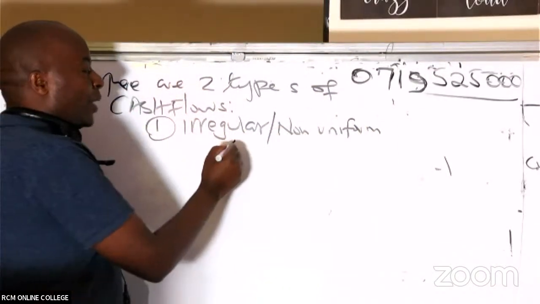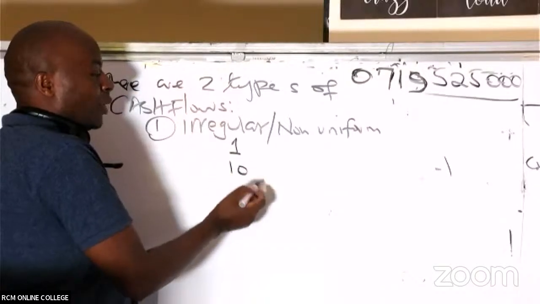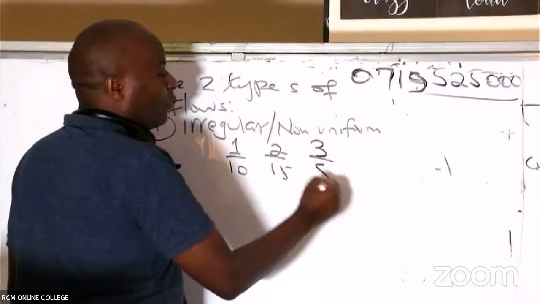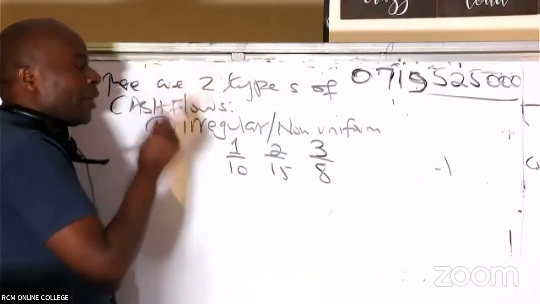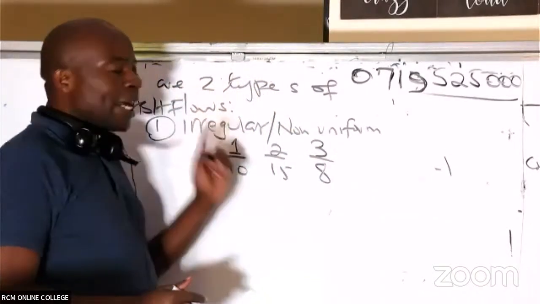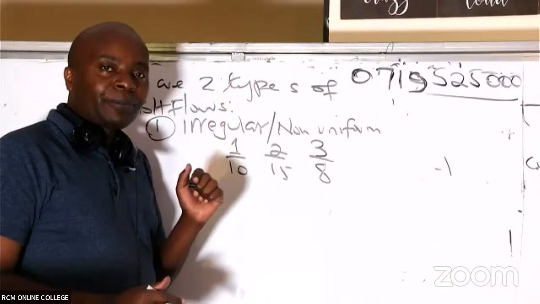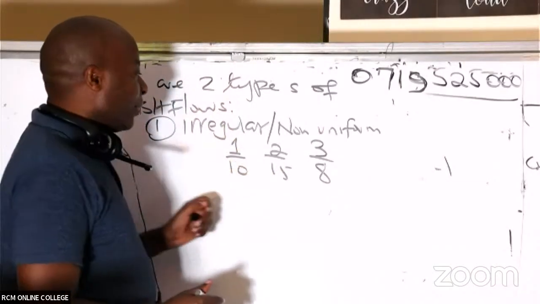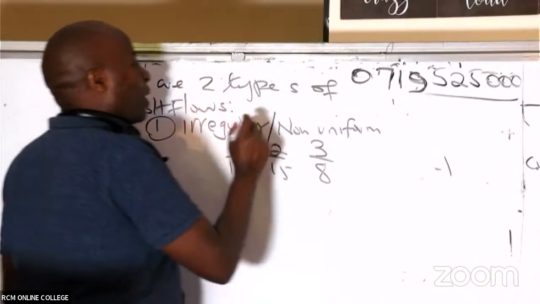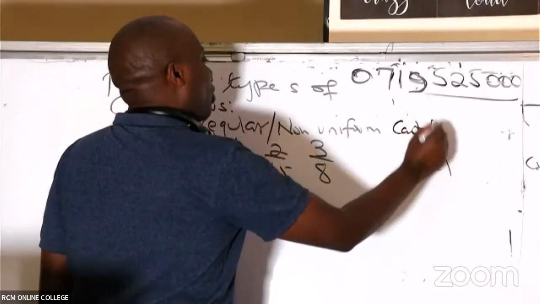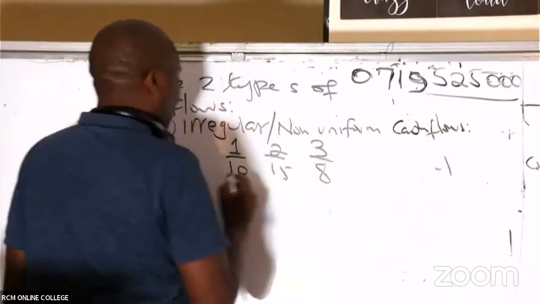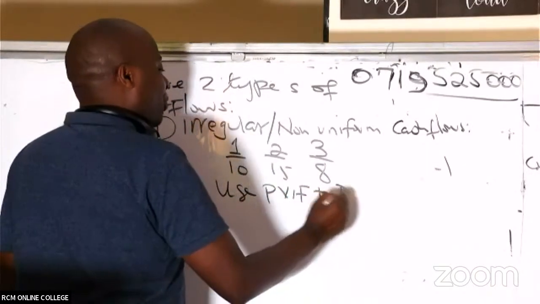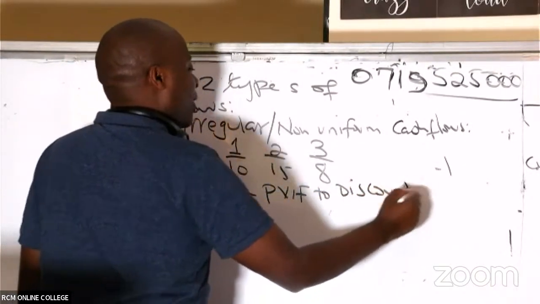So non-uniform, for example, year 1, you're getting a cash flow of 10. Year 2, you get a cash flow of, for example, 15. Year 3, you get, for example, a cash flow of 8. So in this case, these cash flows are fluctuating. They are not uniform. And whenever I get irregular or non-uniform cash flows, you simply use PVF to discount.